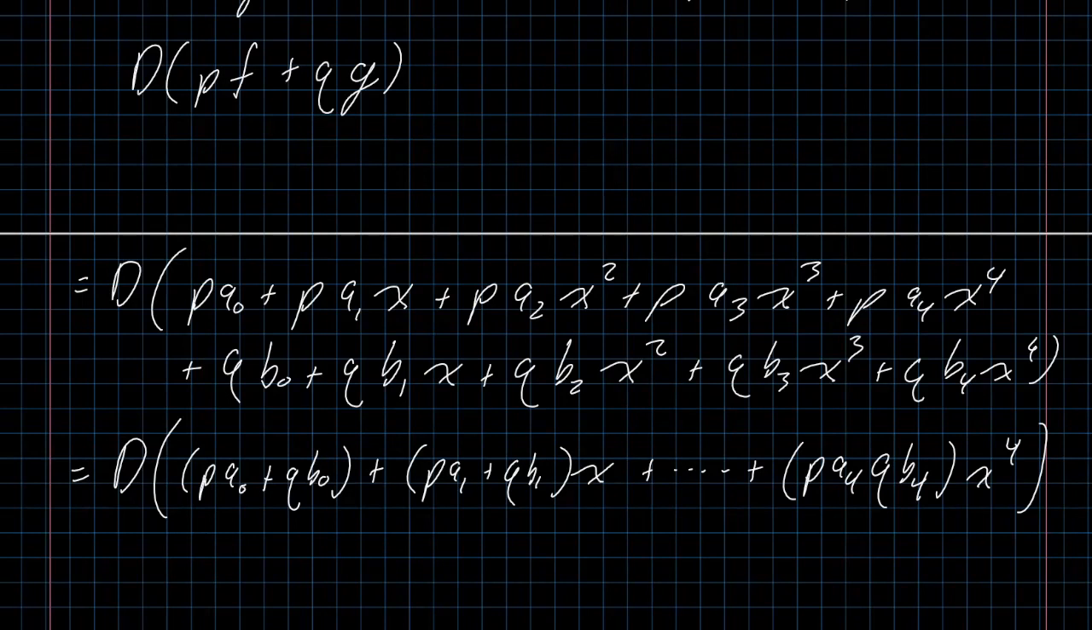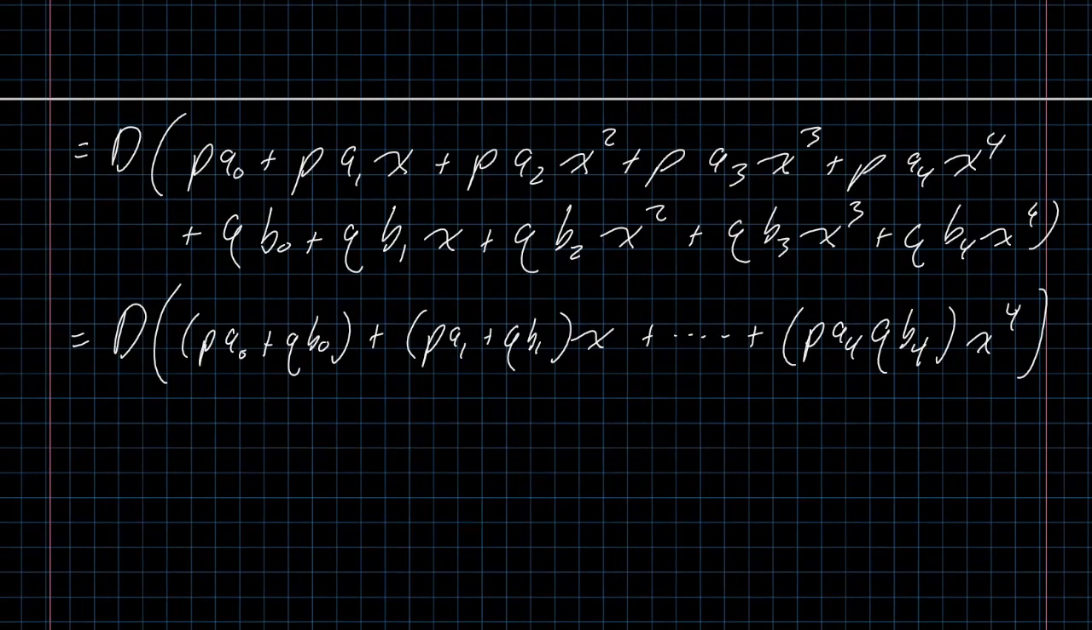Now, following the rule. The rule of linear transformation D did nothing with the constant term. A naught disappeared, so this whole first term is going to disappear. It took the coefficient of x and made that the constant term. So we will have P A1 plus Q B1 as our constant term.